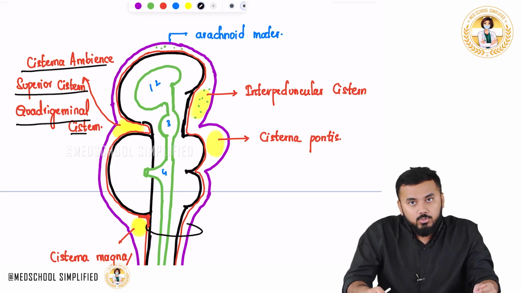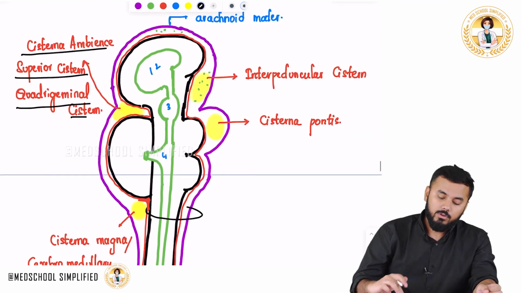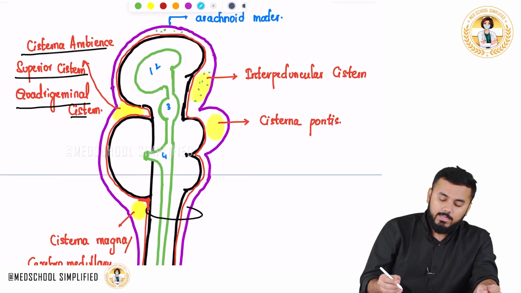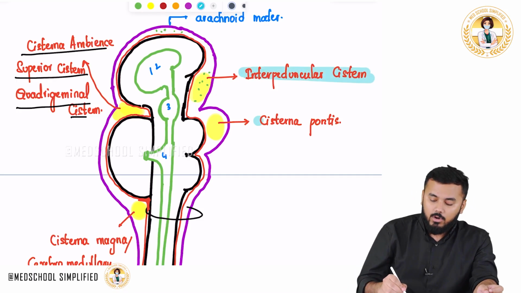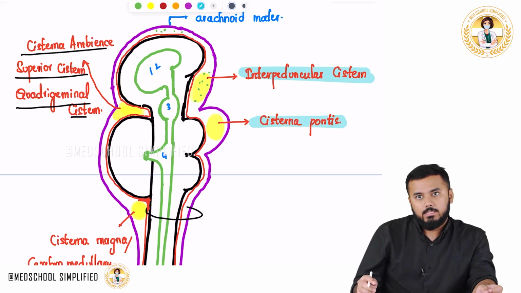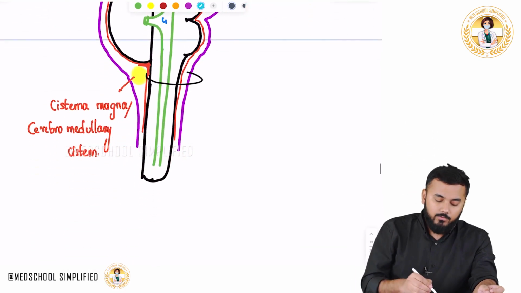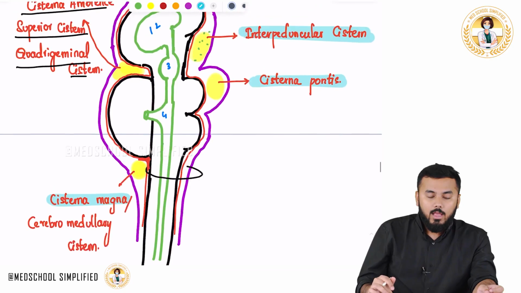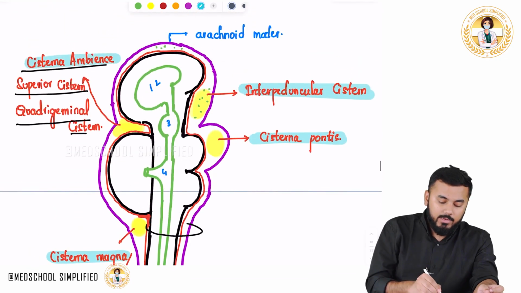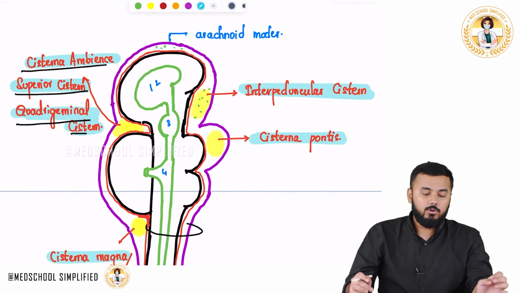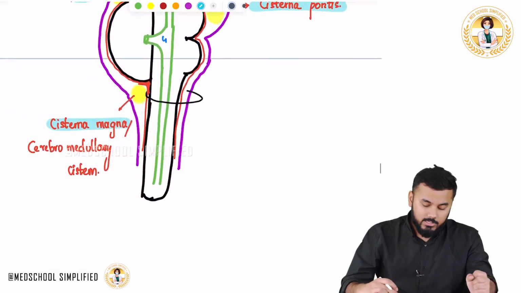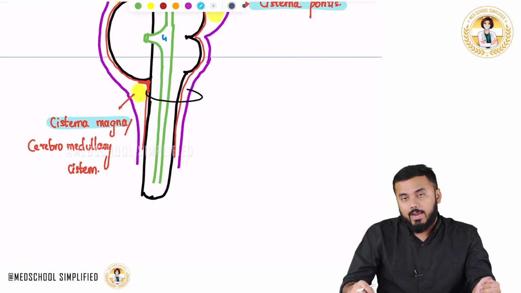So how many cisterns do we have? First, we have the interpeduncular cistern. After that, we have the cisterna pontis in front of the pons. Next, we have the cisterna magna, and we also have the cisterna ambiens, which is also called the superior cistern or quadrigeminal cistern. So these are the cisterns located over here. First we shall discuss the cisterna magna.